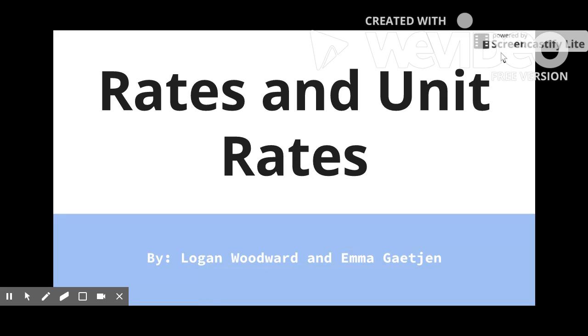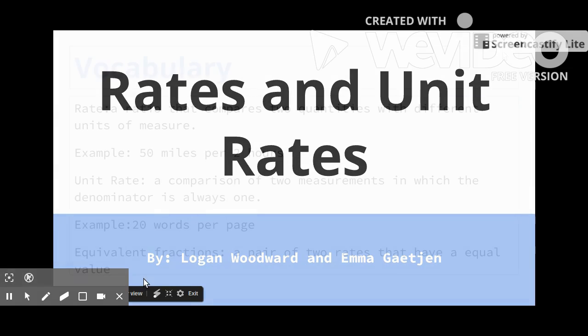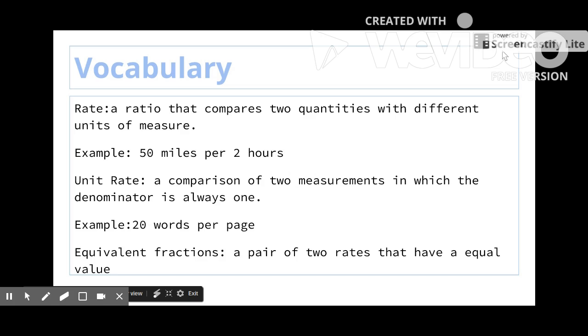Today we are going to review what we have learned about rates and unit rates. A rate is a ratio that compares two quantities with different units of measure. For example, a rate would look like this: 50 miles per 2 hours. 20 words per one page is an example of a unit rate. A unit rate is a comparison of two measurements in which one of the terms has a value of 1.